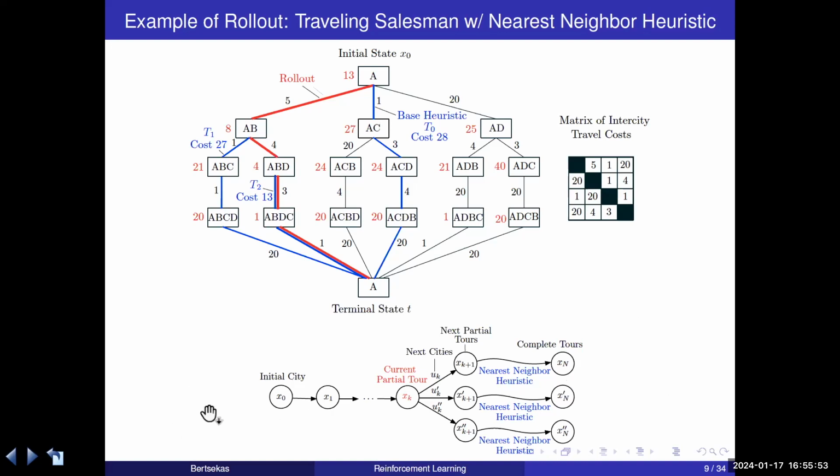So here's a schematic of the rollout. We are at xk. A state xk is a partial tour, okay? A number of cities that don't close a full tour. And then we consider all possible next cities. And then from each one of those, you run the nearest neighbor heuristic to complete the tour.